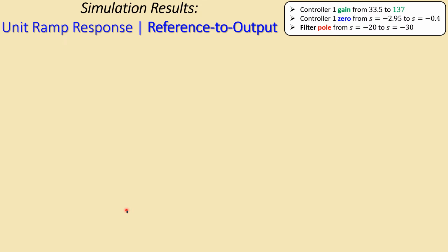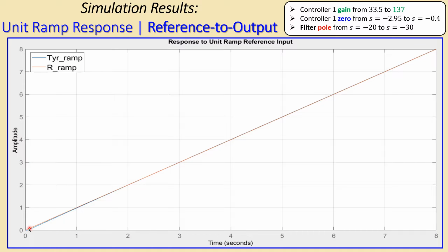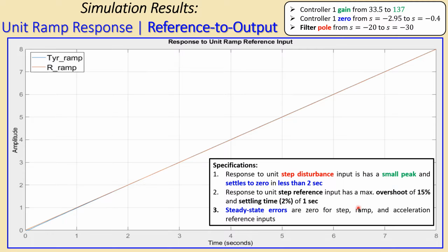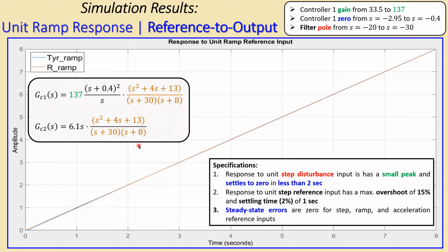Now moving on with the unit ramp response, reference to output. So just focusing on the ramp, we have this. We have the orange line, which is the ramp input, which is a linear line. So you can see from 0 up to 8, and it goes also to 8. The response is the blue one. This is again the specification here, it must be 0, so this difference here is 0. And again the controllers are all shown here, adjusted values of course, and the steady state error for the ramp input is 0, so this will also do the job.